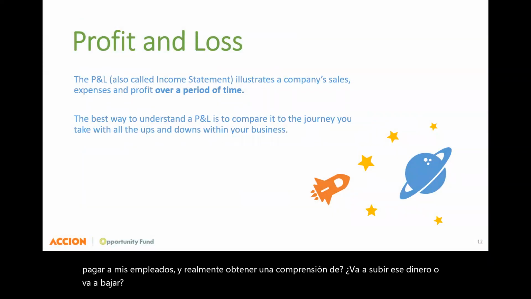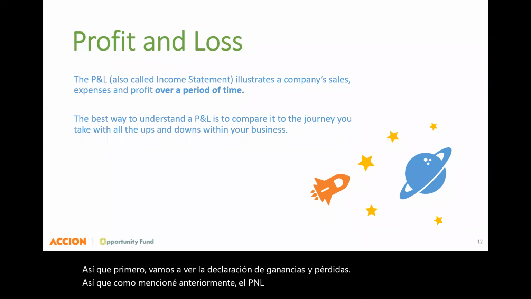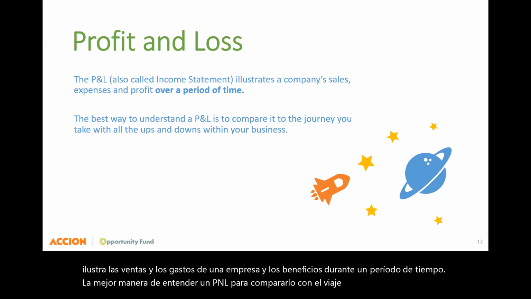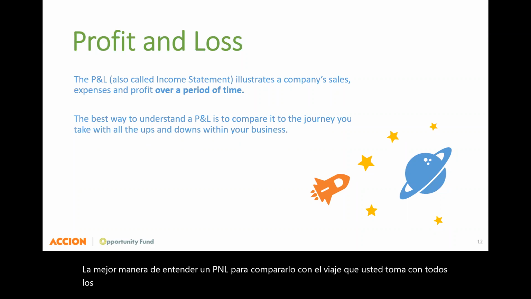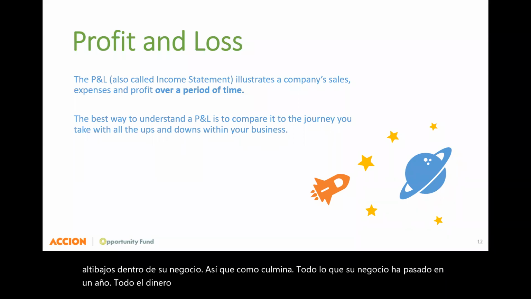So first, we're going to look at the profit and loss statement. As I mentioned earlier, the P&L, also called an income statement, illustrates a company's sales, expenses, and profit over a period of time. The best way to understand a P&L is to compare it to the journey that you take with all the ups and downs within your business. It culminates everything that your business has gone through in a year. All the money that you have made, how your business went up and down, the seasonality of all these things, it's all represented within a profit and loss statement.